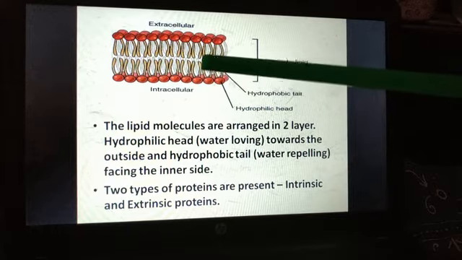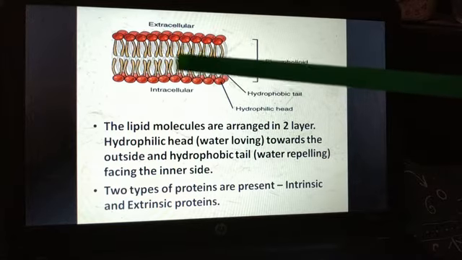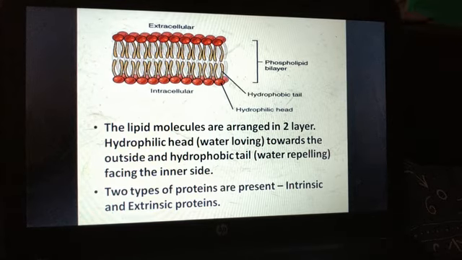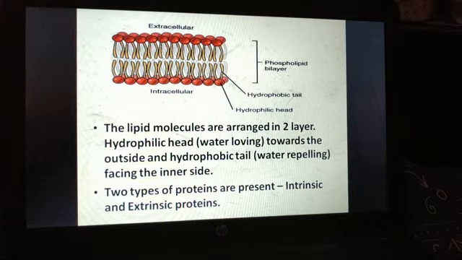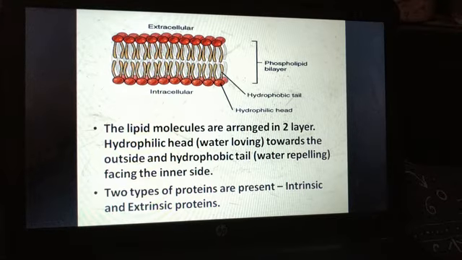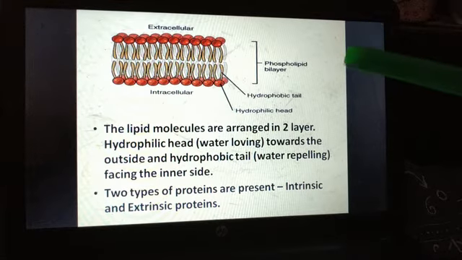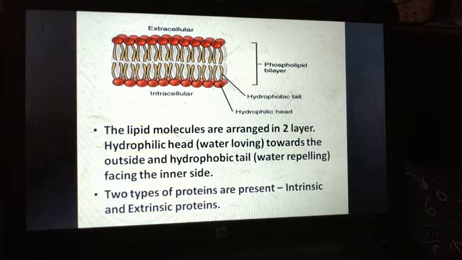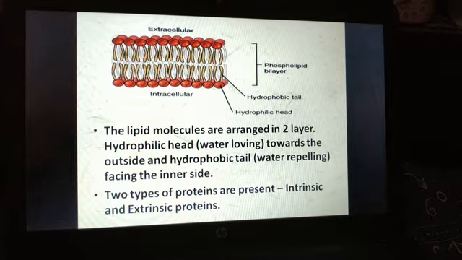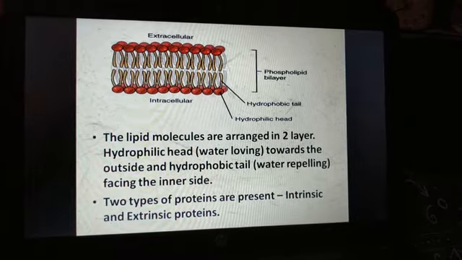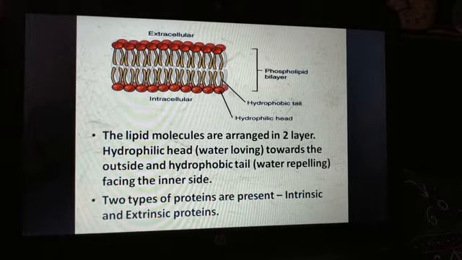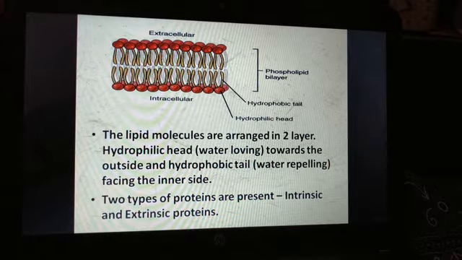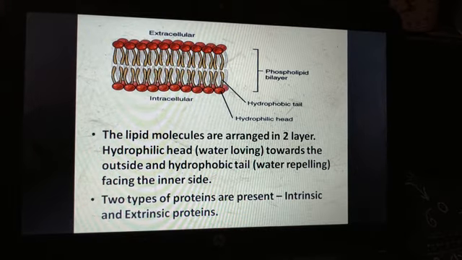These are hydrophobic. Apart from these, students, as I already mentioned, plasma membrane is made up of phospholipid and proteins. Proteins are also present. Now there are two different types of proteins present. One is intrinsic proteins and the other one is extrinsic proteins. Intrinsic protein will be present in the inner side of the phospholipid, and extrinsic protein will be present on the outside, on the exterior part.